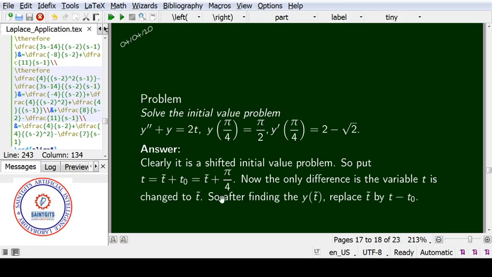So we use the transformation t is equal to t tilde plus t naught. t naught is pi by 4 here, t tilde plus pi by 4. Now when t tilde is equal to 0, that means y of 0 becomes y of pi by 4. That's all. Remember, the difference is, in the previous case we did the problem in t variable. Now we put the transformation t equal to t tilde plus t naught. So automatically the variable becomes t tilde. That is the difference. And finally, when we finish the solution, we have to replace t tilde by t minus t naught, that is t minus pi by 4, at the end.